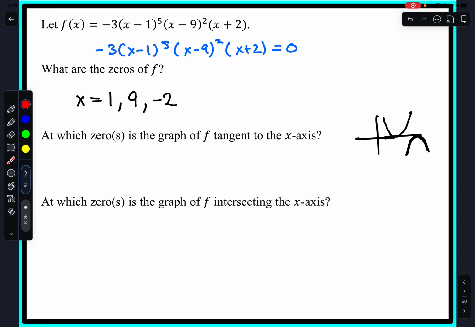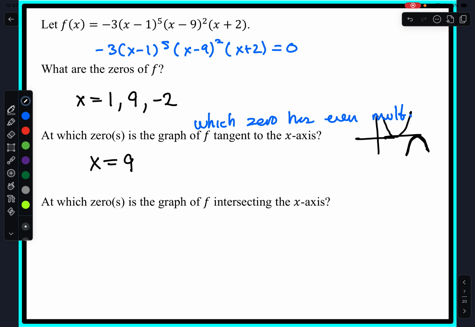So asking where the graph is tangent is the same thing as asking which zero has an even multiplicity. Well, the only zero to have an even multiplicity is this one right here. 2 is an even number. So since 9 has an even multiplicity, this is the only place that the graph is going to be tangent to the x-axis.